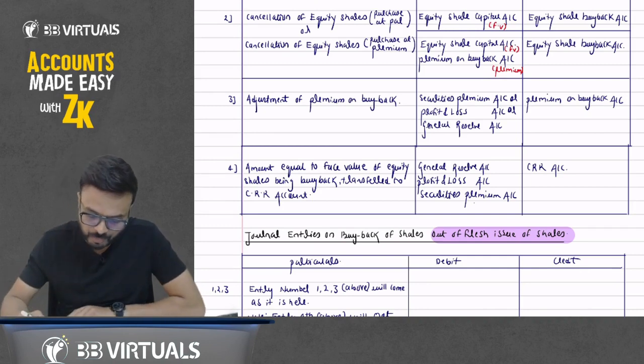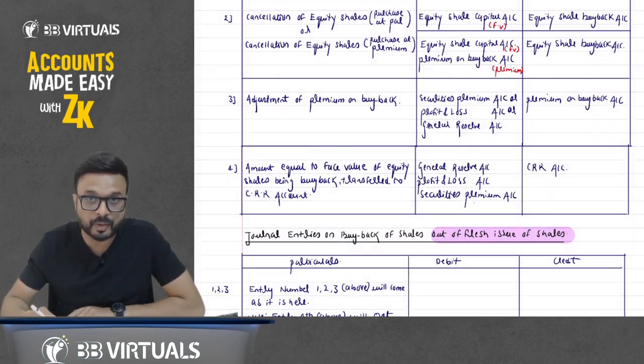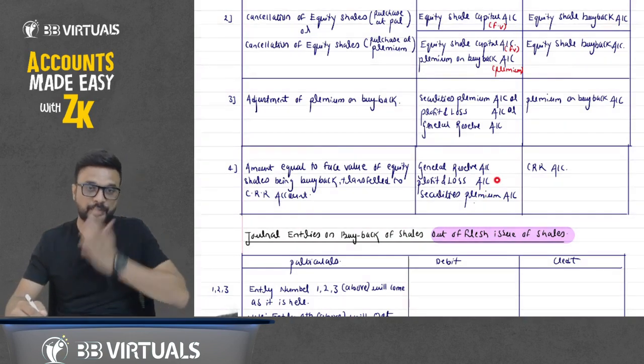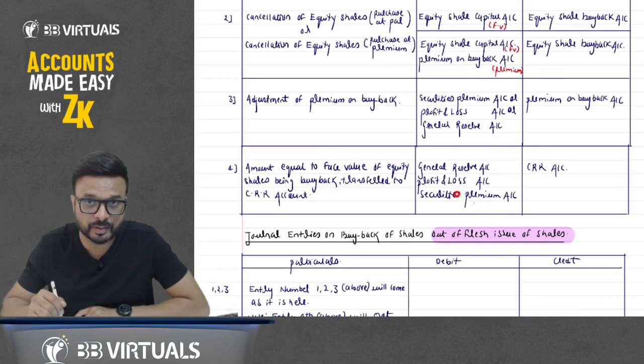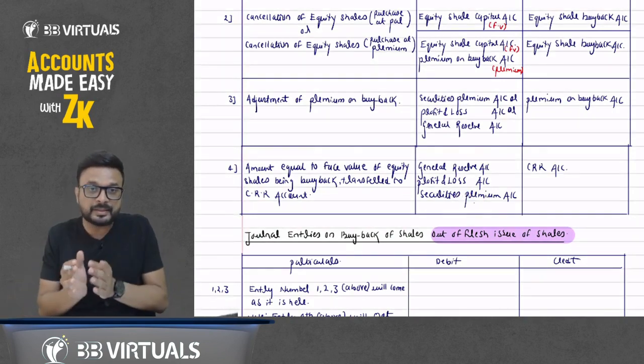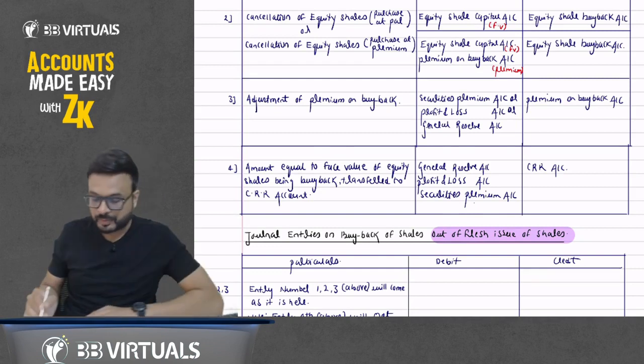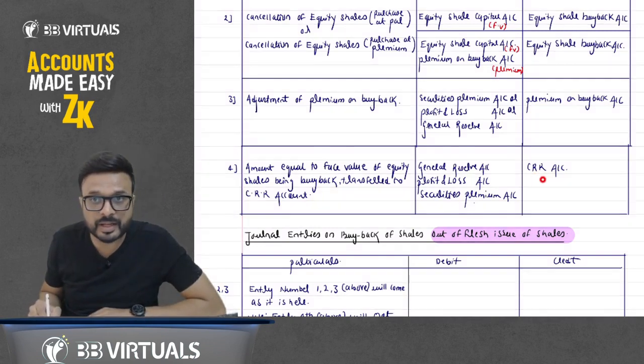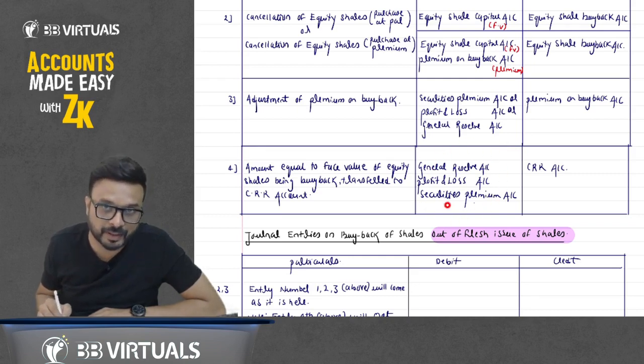Examples of free reserves are general reserve and profit and loss account. So we will debit general reserve account, profit and loss account, securities premium account. Why are we debiting them? Because we are transferring from these reserves to CRR account. So credit CRR account, increase in reserve, and you are utilizing this reserve. That's why you debit this reserve.